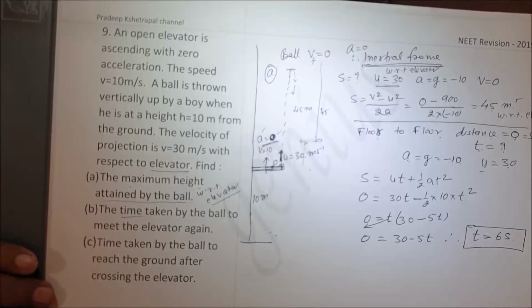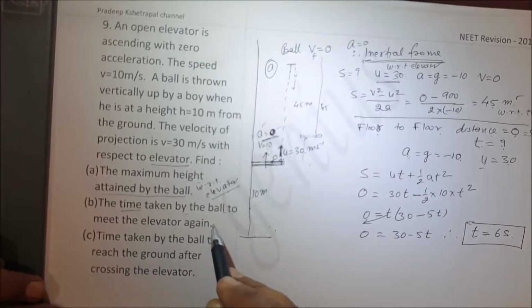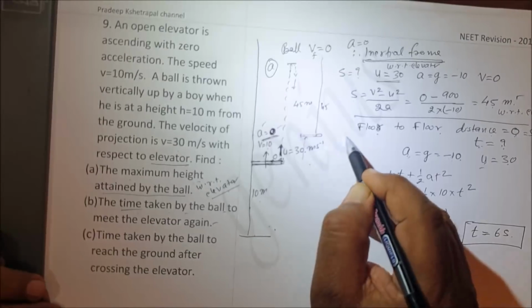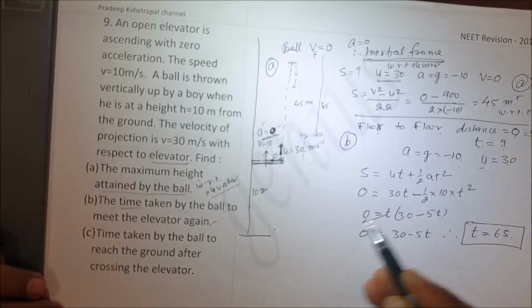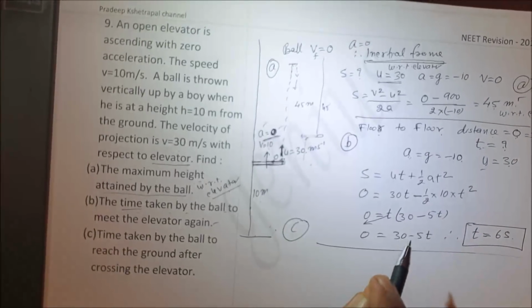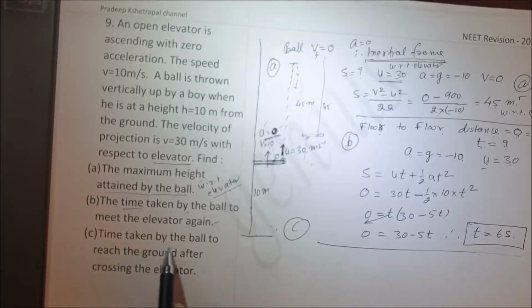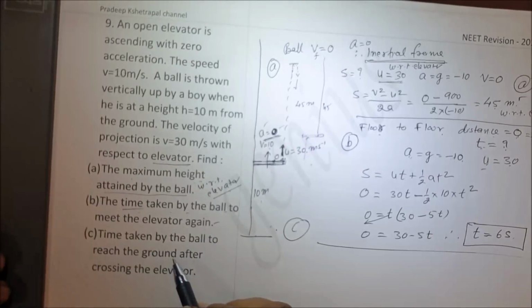So this is our answer, the time taken by the ball to meet the elevator again. So this is B part of it. This was A part of it. Now we come to part C. Time taken by the ball to reach the ground after crossing the elevator. Now ground comes into picture.